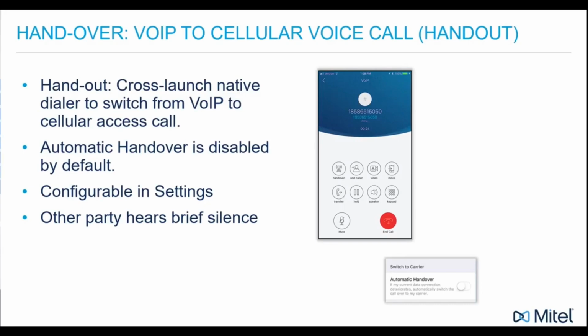Press the handover button to manually initiate the handover call to the mobility router. Your phone display will switch to the native dialer and your client will call the mobility router. Once connected, you can continue your conversation.